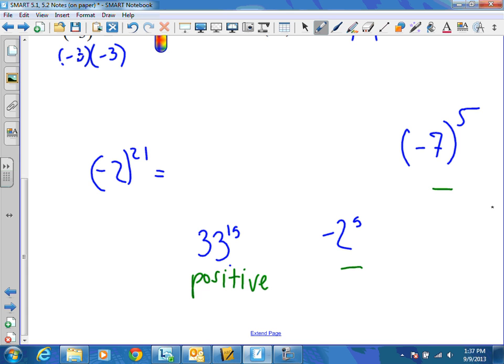Negative 3 times negative 3 times negative 3. 21. So this one's negative 6, times 3 times 7. So then this one will prove it. It's negative 3 times negative 3 times negative 3. Okay, so tell me what you put at the top of that. Is it even or odd? 21. Okay.